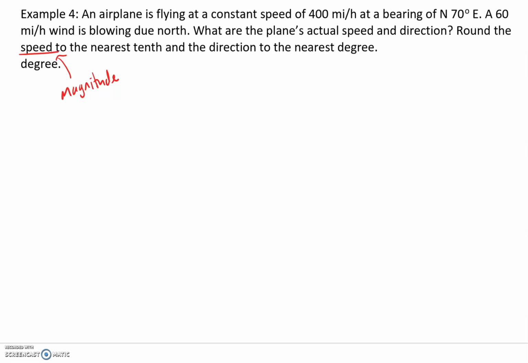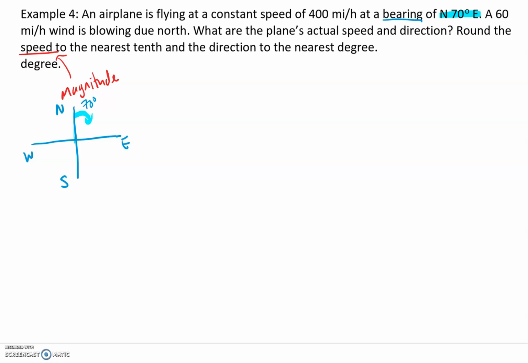So before we get into this, let's first talk about what a bearing is. Hopefully you know your cardinal points: north, south, east, and west. What we can do is draw an XY axis, but instead of calling these X and Y, we'll make them our four cardinal points: north, south, east, and west. So when we talk about this bearing of north 70 degrees east, what it's saying is, go north, and then fall down 70 degrees.